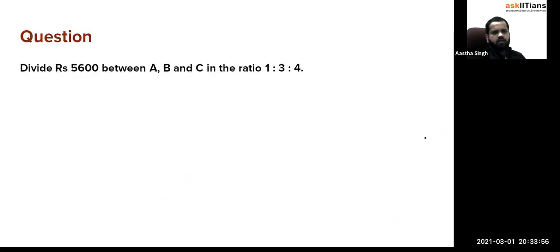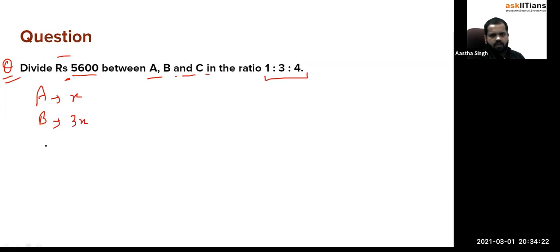A question is there for you guys. Divide 5600 between A, B, and C in the ratio 1:3:4. Okay. So you have to divide 5600. Let's suppose A is x, then suppose B will be 3x and C will be 4x.